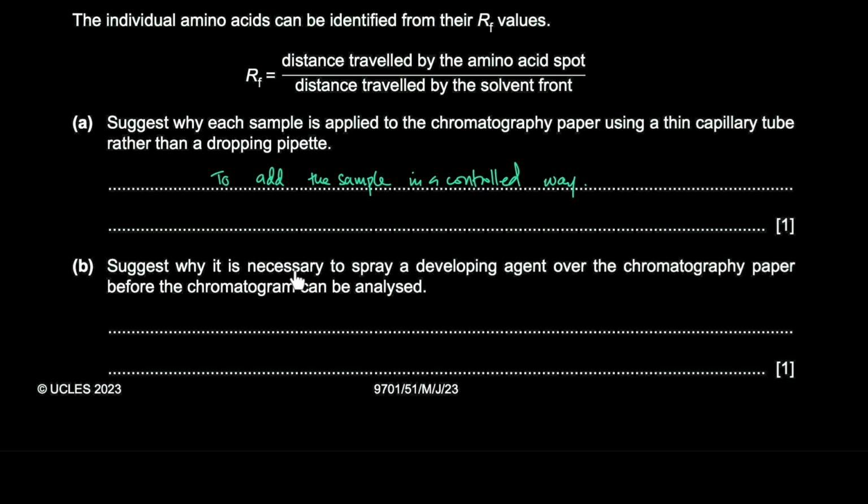Suggest why it is necessary to spray a developing agent over the chromatography paper before the chromatogram can be analyzed. So a developing agent is also known as a locating agent. A locating agent is used when we have colorless drops, or colorless samples. The locating agent helps us identify the spots, or it makes the spots visible. So a locating agent simply makes the spots visible.